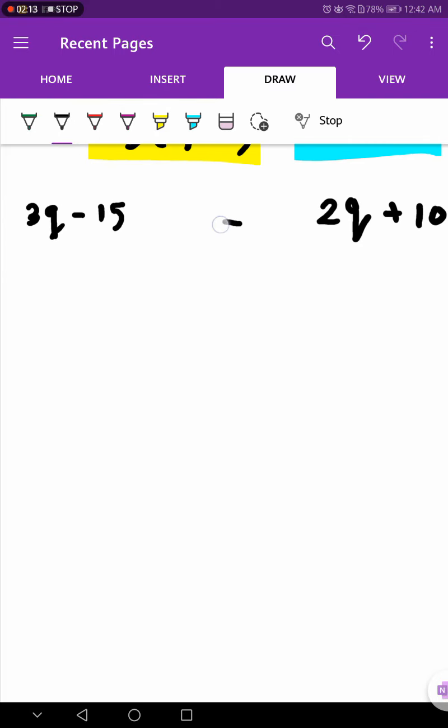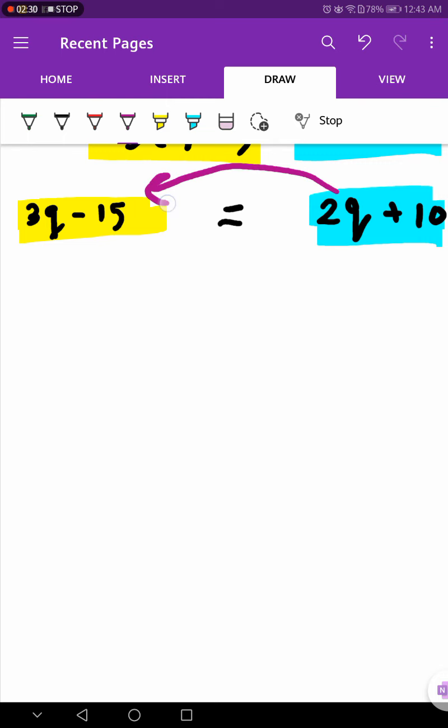Now this is the left, and this is the right. Now I can collect the variables on one side. I will move the small variable to the big. I will move the 2q from the right side to the left side to be beside the 3q. Now when I move it, I have to opposite the sign, my dear student. So it will be negative 2q.